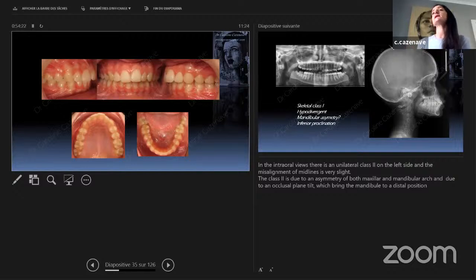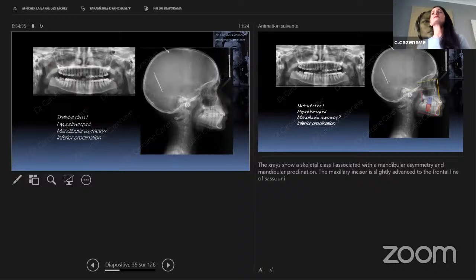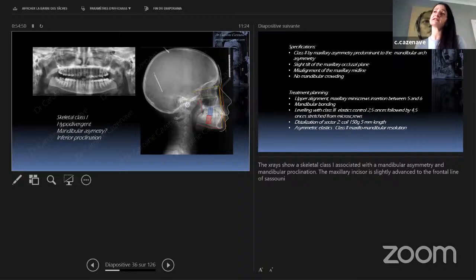plane tilt, which brings the mandible to a distal position. And it's often the case in class 2 subdivision. The X-rays show a skeletal class 1 associated with a mandibular asymmetry and a mandibular proclination. The maxillary incisor is slightly advanced to the frontal plane of Sassouni.